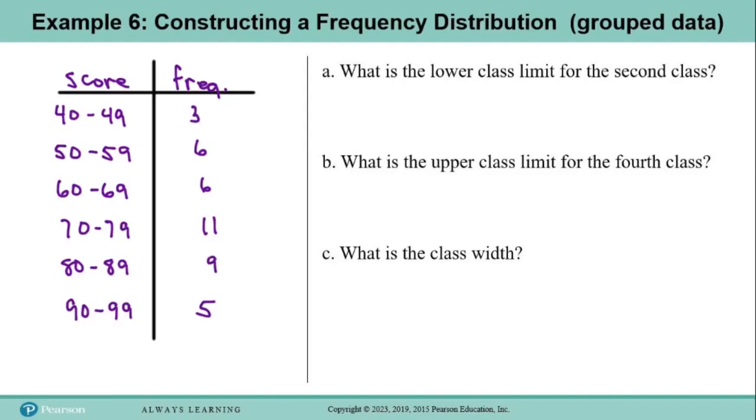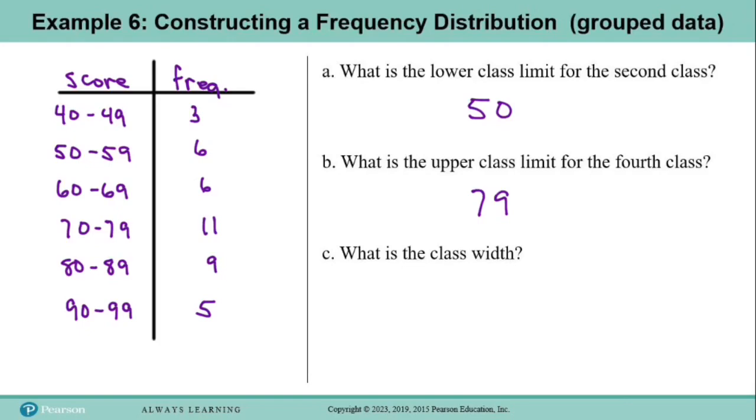Now let's answer some questions about our frequency table, and I've just copied the same table here so that we can see it. And part A says, what is the lower class limit for the second class? Well, of course, the lower class limit is the lower number in the range, and the second class is 50 to 59, so the lower class limit here is 50. And then what's the upper class limit for the fourth class? Well, the fourth class is the 70 to 79, and so the upper class limit here is 79.